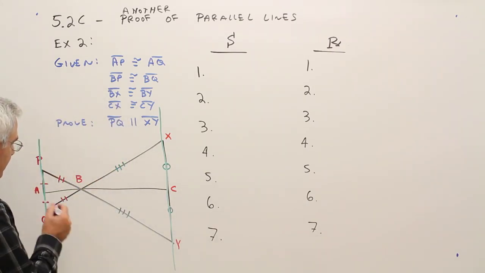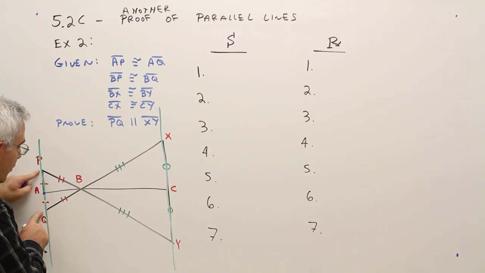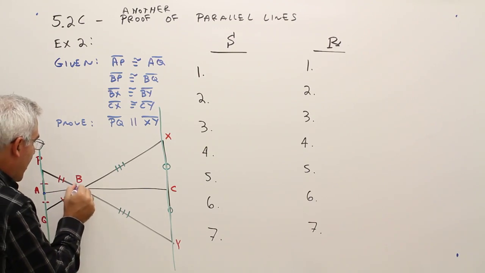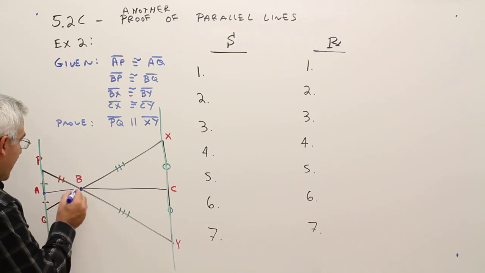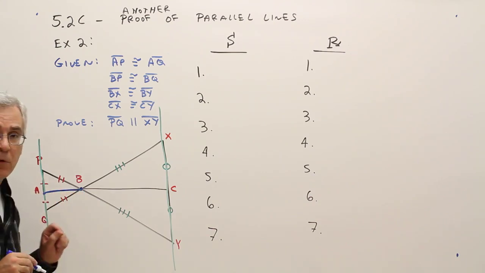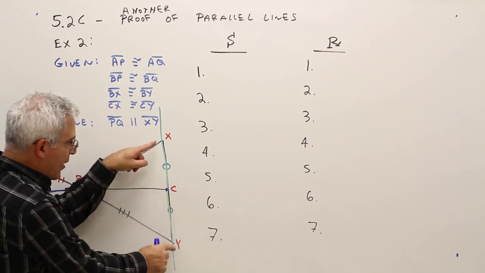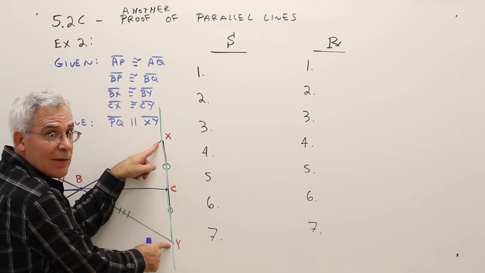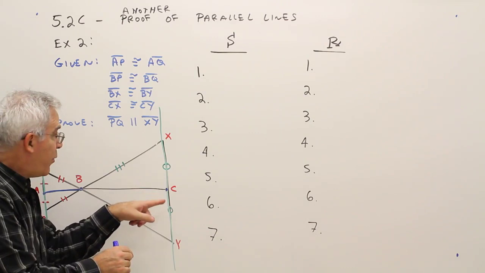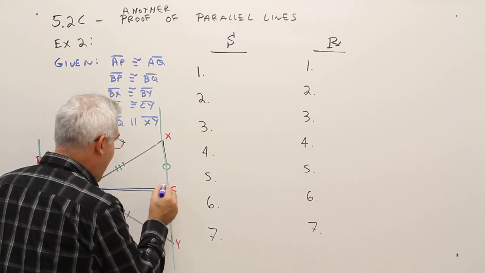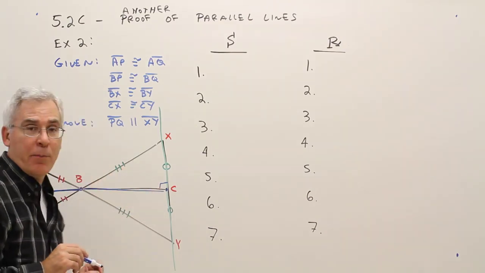Take a look. This point A is equidistant to the endpoints of segment PQ. This point B is equidistant to the endpoints of PQ. So that means that line is the perpendicular bisector. Likewise over here, point C is equidistant to the endpoints of that segment XY. Point B is equidistant to the endpoints of XY. So this will also end up being a perpendicular bisector. And I'm going to have my two perpendiculars that way.